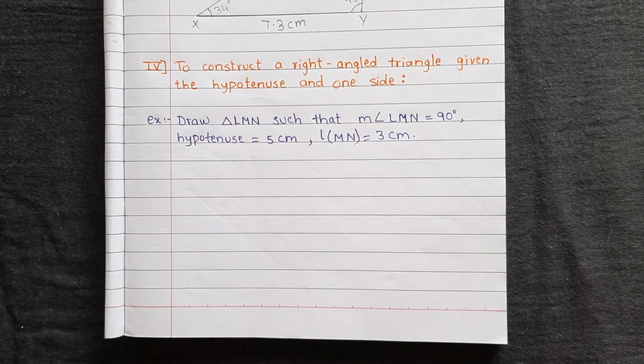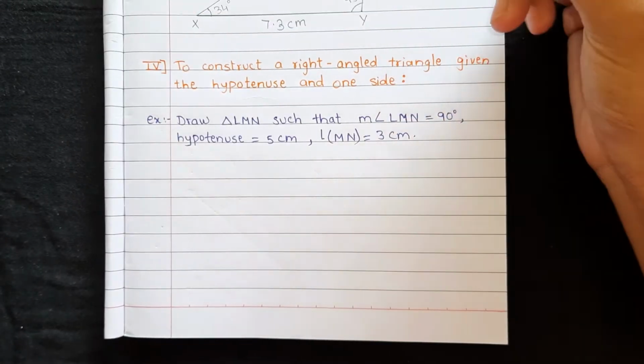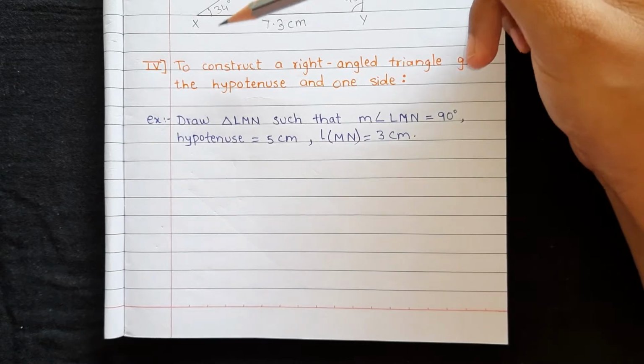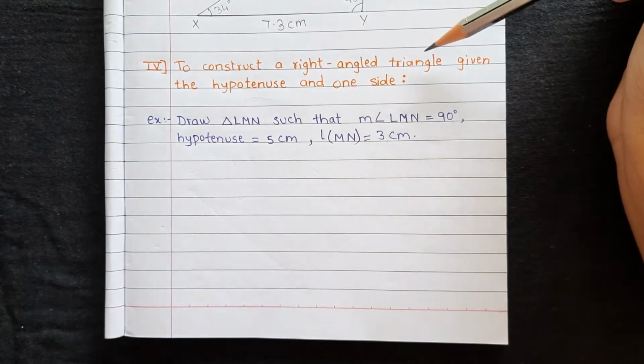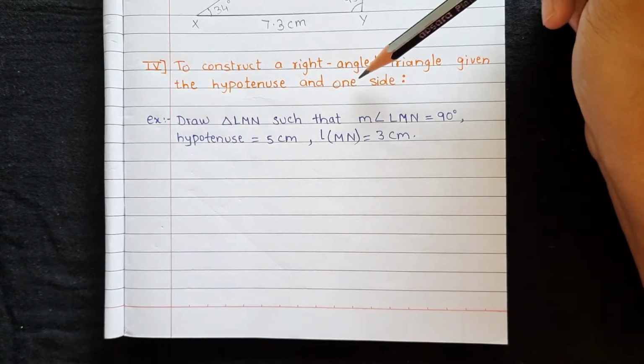Good morning, students. Today we are going to study the fourth type of triangle construction. In the fourth type, the heading is to construct a right angled triangle given the hypotenuse and one side.